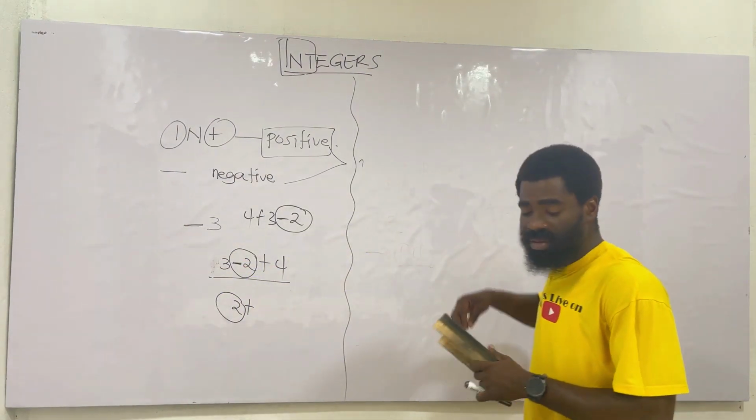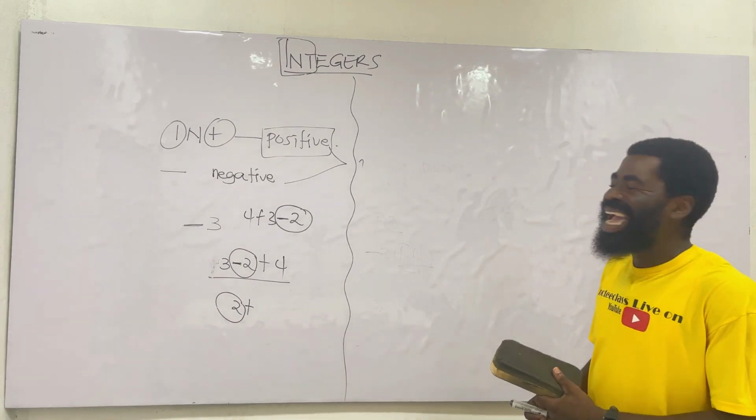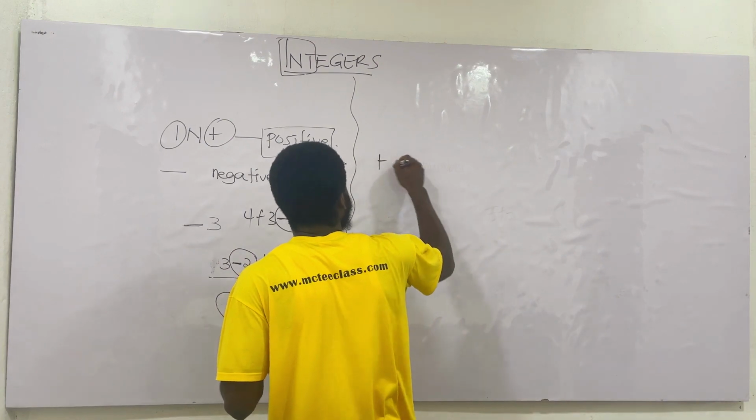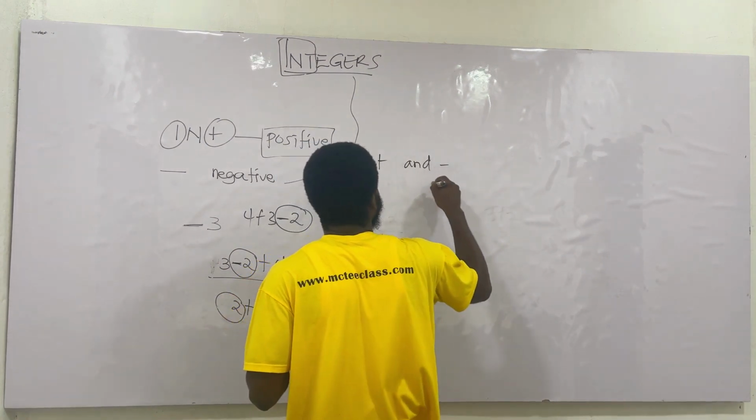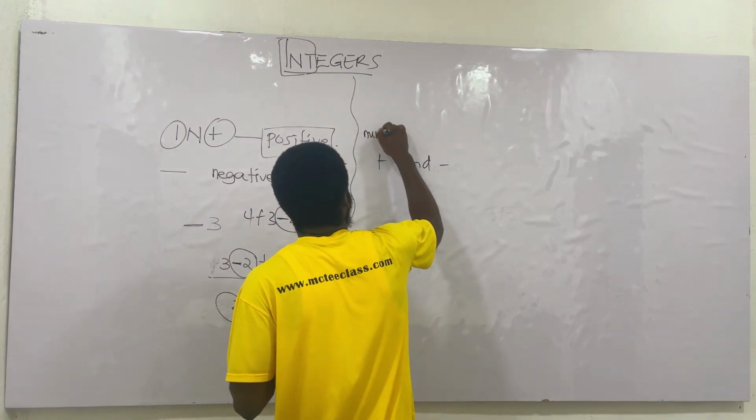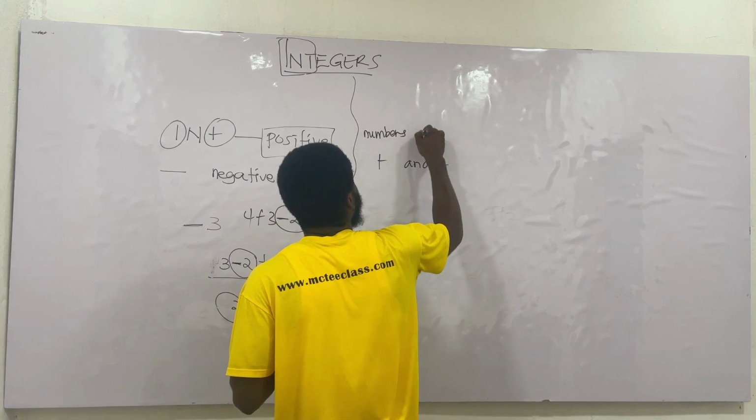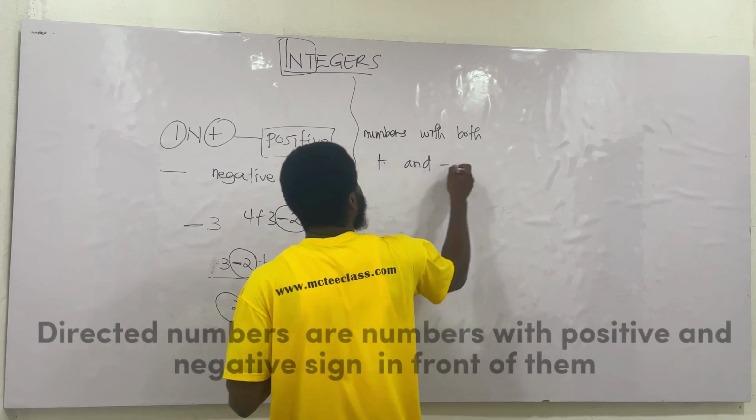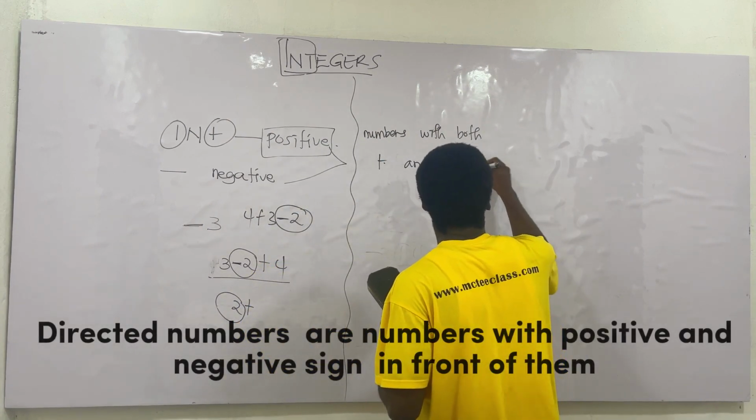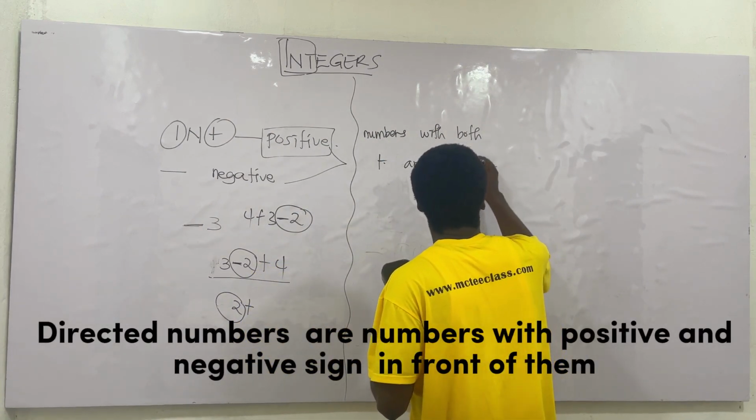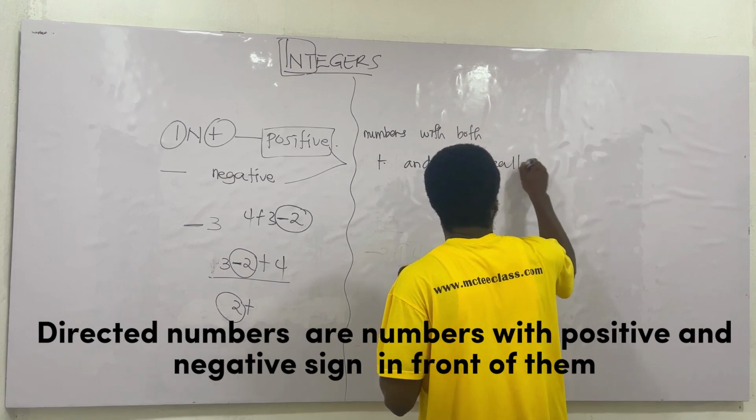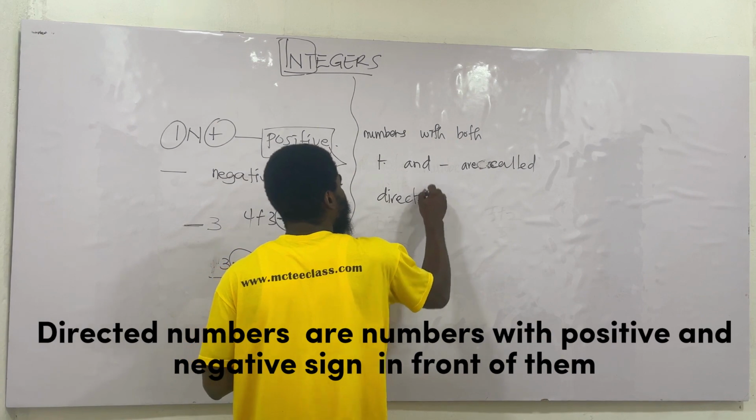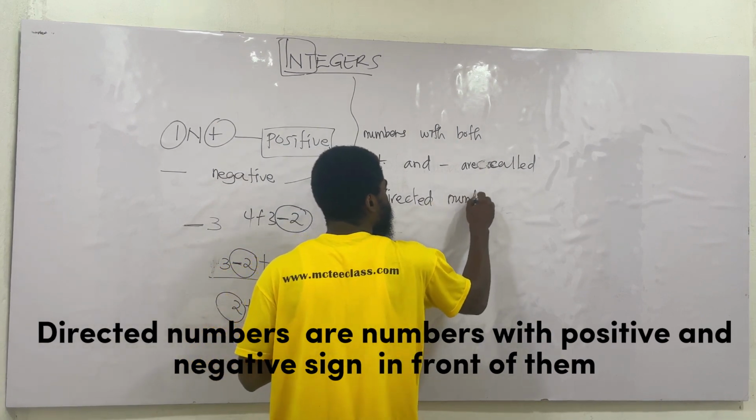Now, when we collect all the positive and negative numbers, we should note that numbers with the positive and negative sign in front of them are known as directed numbers. So numbers with both positive and negatives are referred to, or are called, directed numbers.